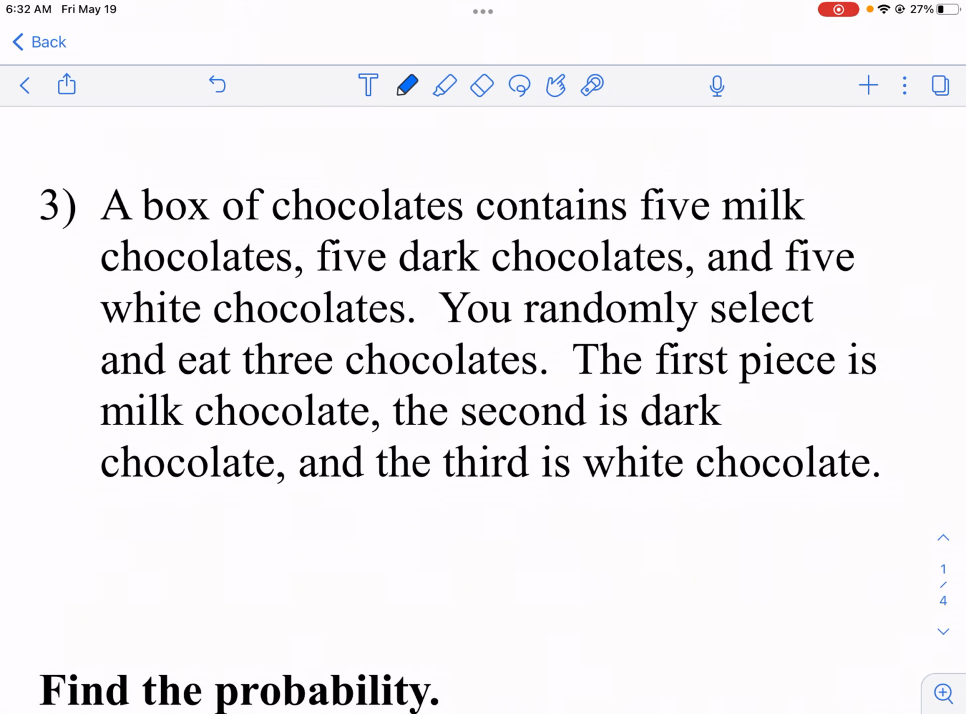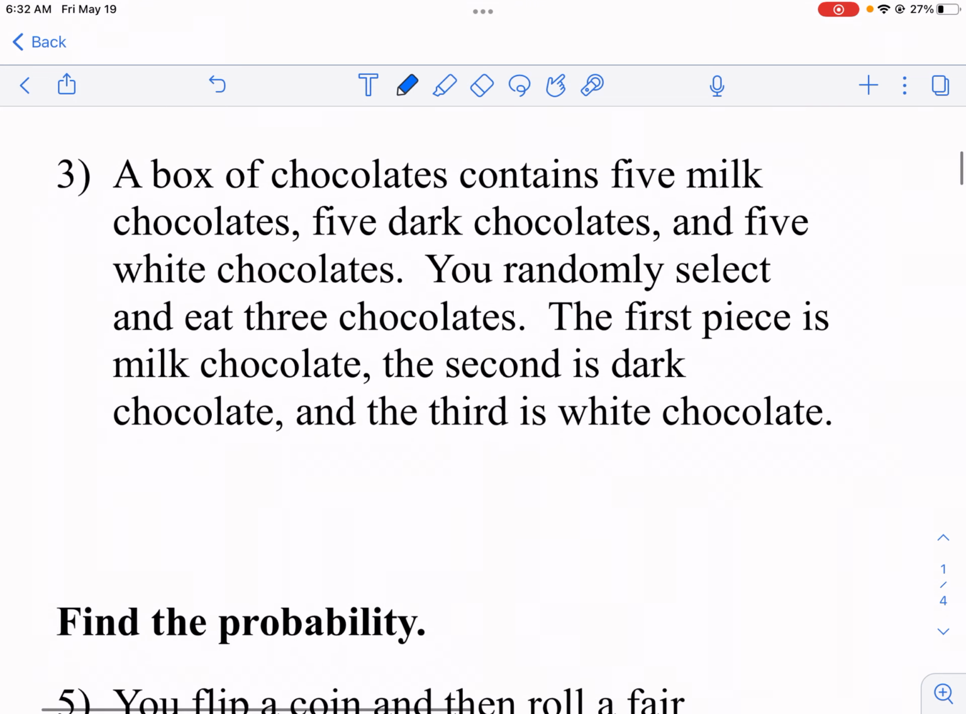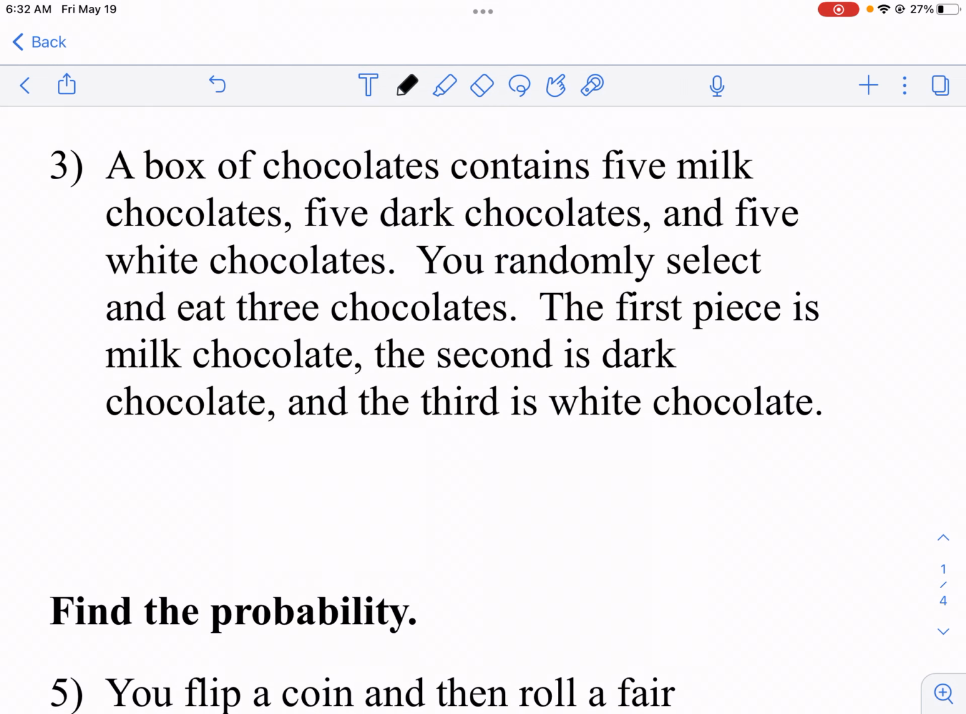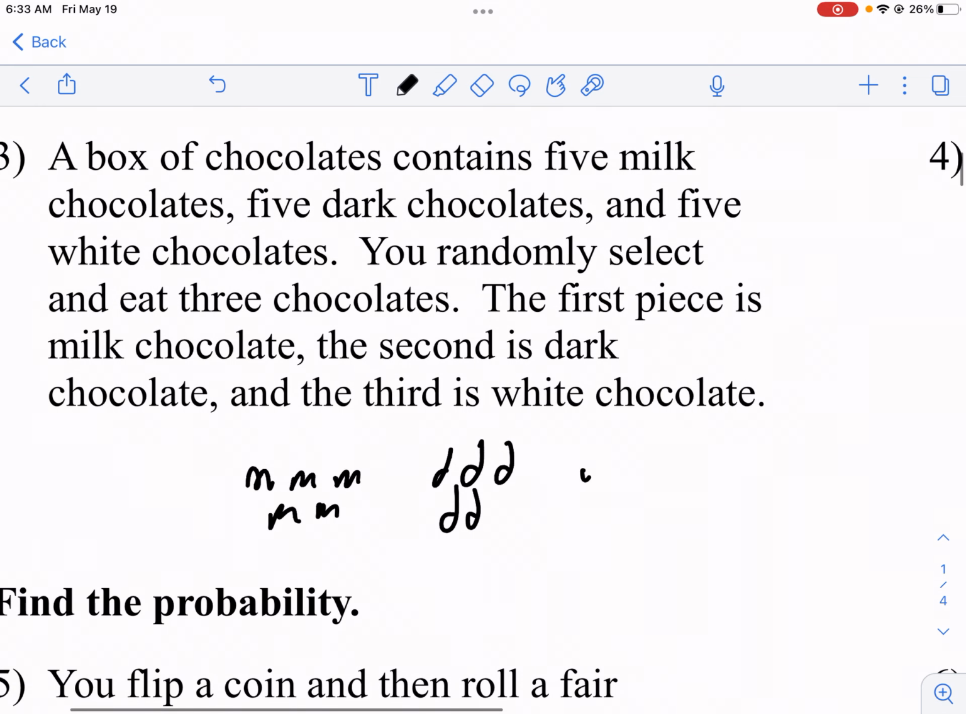A box of chocolates contains 5 milk chocolates, 5 dark, 5 white. You randomly select and eat 3 chocolates. The first piece is milk, second is dark, third is white. So similar to the previous example, we have 5 milk chocolates, so M, M, M, M, M. 5 dark chocolates, D, D, D, D, D. And 5 white chocolates, W, W, W, W, W. Okay, so randomly select 3. The first piece is milk. So let's say we take out one of these, okay? It says the first piece is milk.